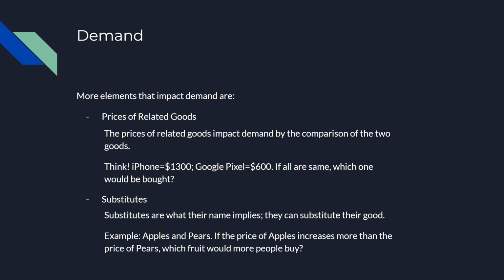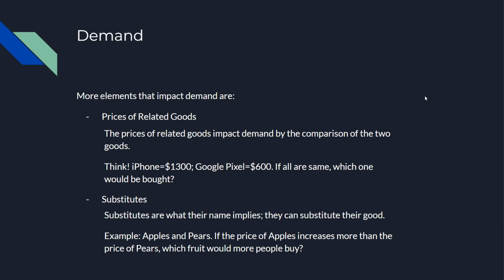The prices of related goods also impact demand since most people just compare two goods' prices. We talked about this. If, say, the iPhone is much more expensive than the Google Pixel, and they're the same, which one would most people buy? The cheaper one, because it does the same thing. And substitutes are what their name implies. They can substitute their respective good.